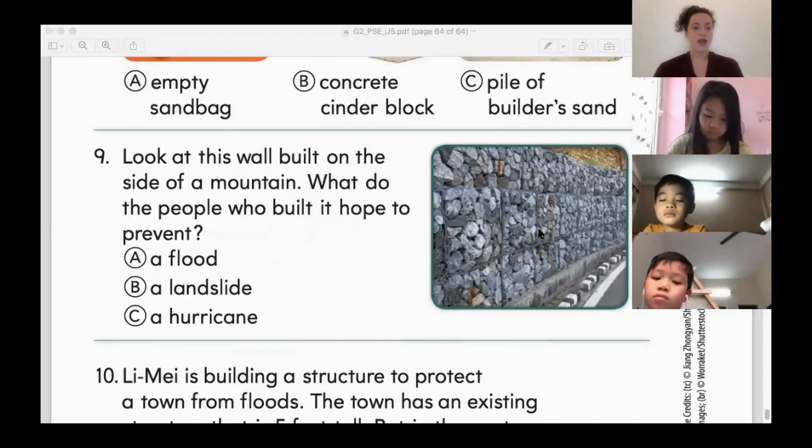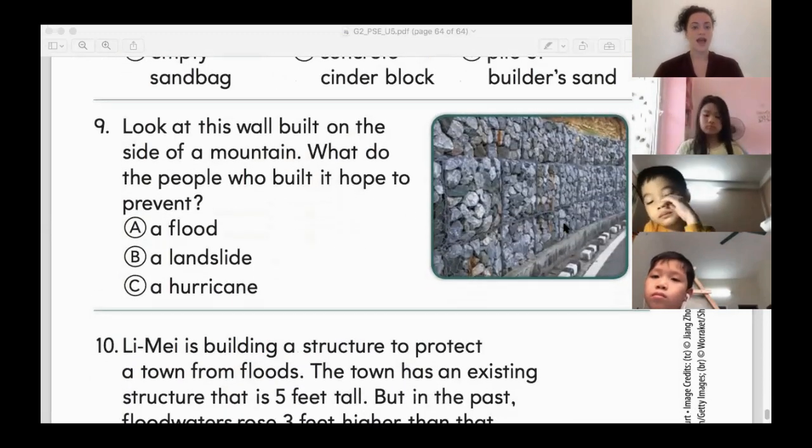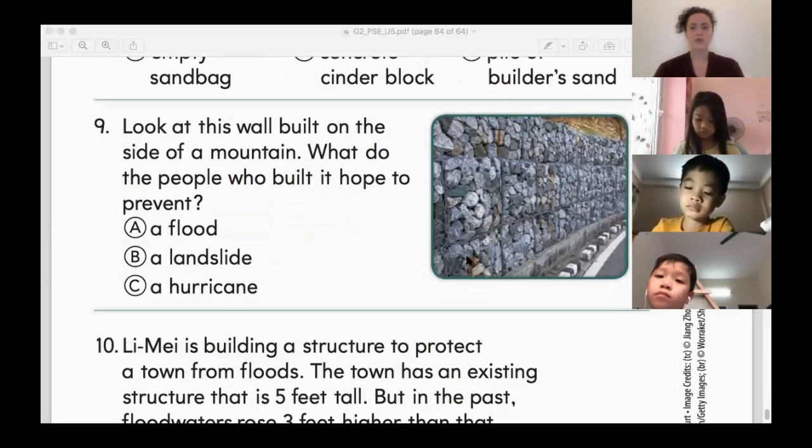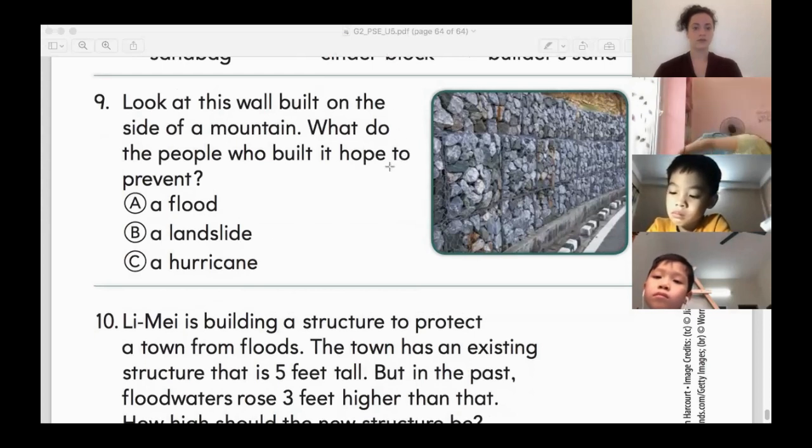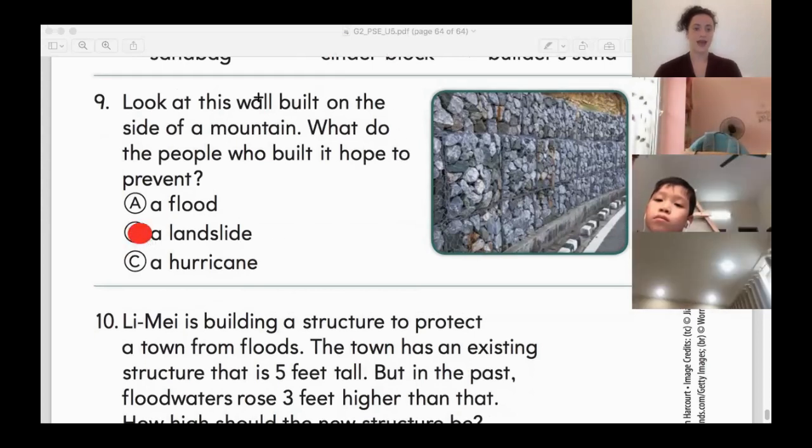All right, number 9, look at this wall built on the side of a mountain. What are the people hoping it will prevent? Kat? A landslide. Excellent, a landslide. Okay, everyone give yourselves a check.